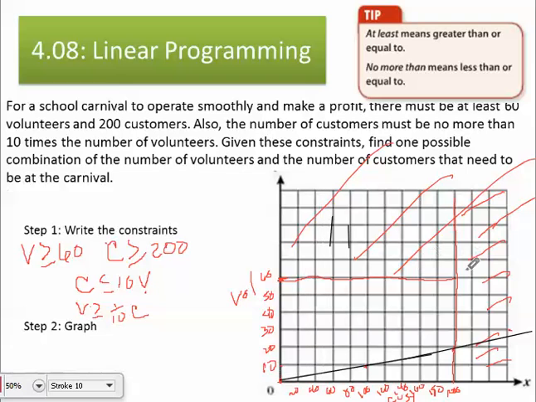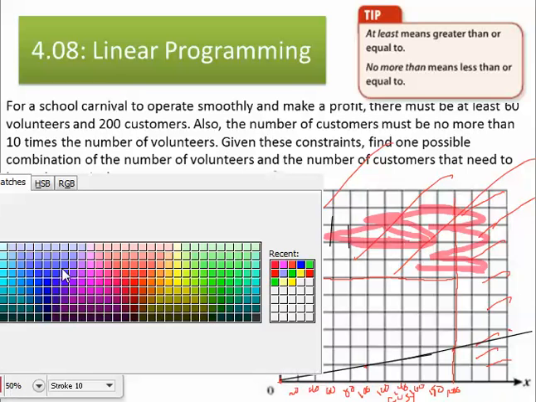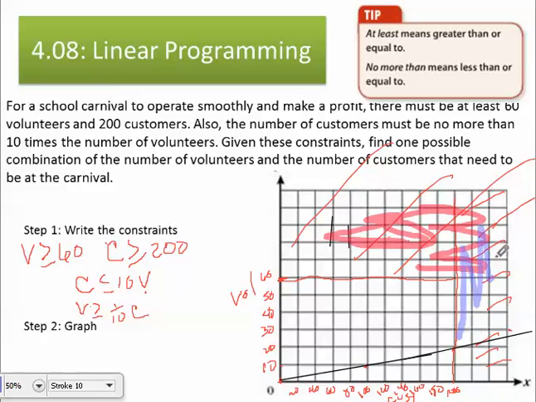Okay, so we had everything up here, and we've got everything out here, right? But we also have this constraint here. The volunteers has to be greater than 10 times the customer. So that's going to be the area.